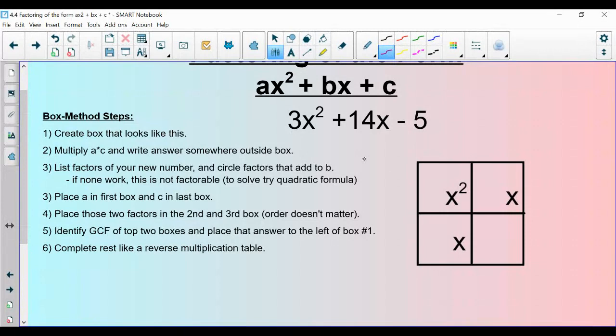Your first step is to create the box, and then you multiply 3 and negative 5, and you get negative 15. Listing the factors of negative 15, you would have 1 and 15, or 3 and 5. Those are it, right? And which of these could add to the middle term? The 1 and the 15 could if the 15 was positive and the 1 was negative, right? These two numbers add to 14 and multiply to negative 15. So that means that it is the correct two terms, and they go in this box, and it doesn't matter what order you put them in.